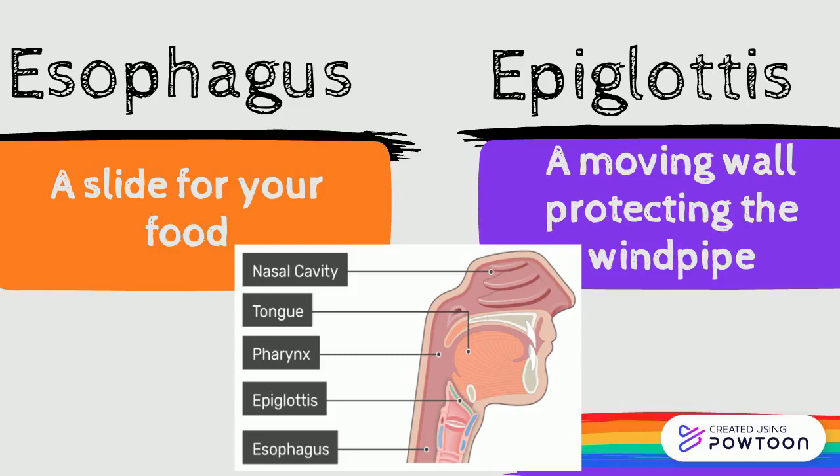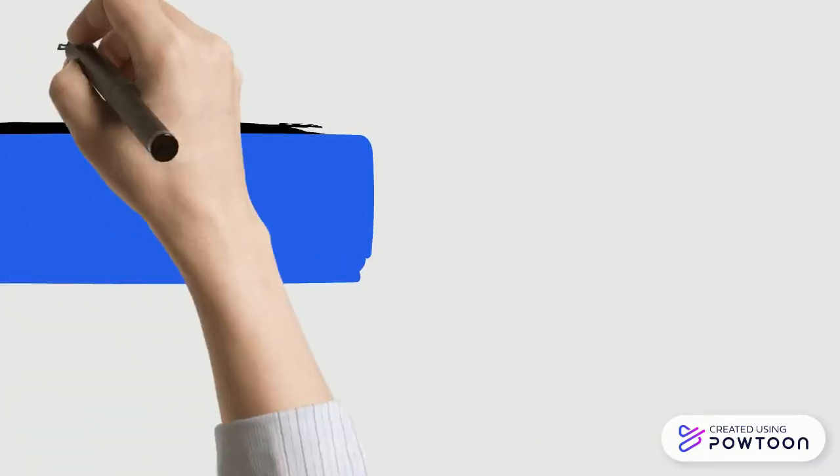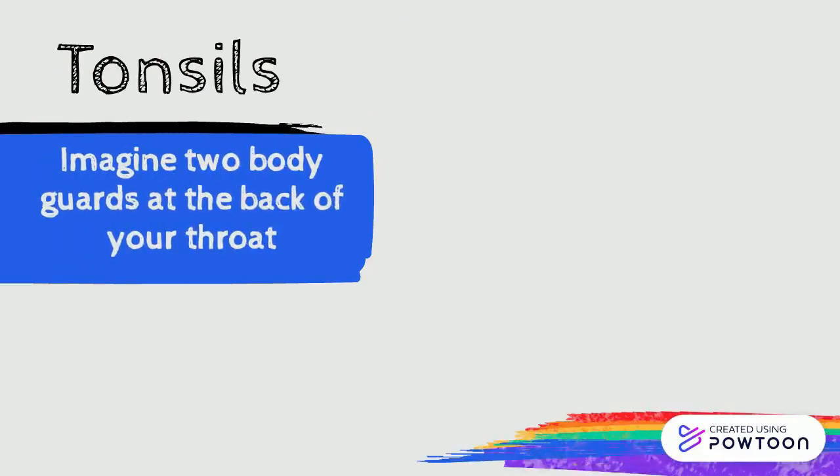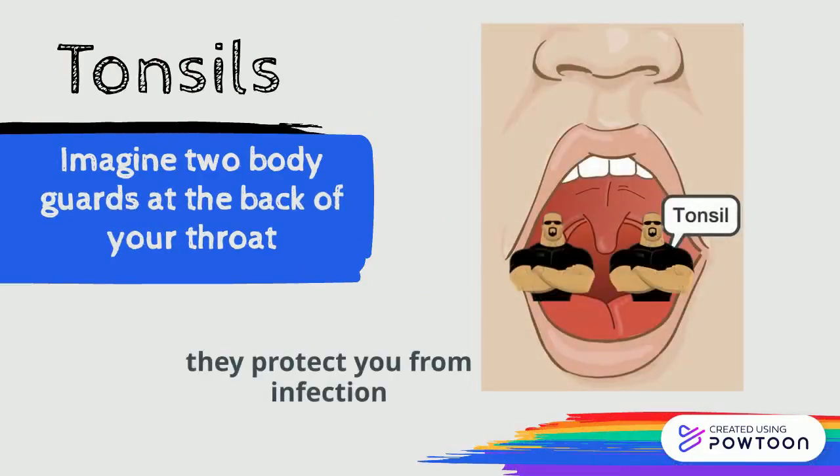From the epiglottis, we get the palatine tonsils, which are a pair of tissue masses at the back of your throat. They are like guards who prevent infections from spreading to your neck. When your tonsils are infected, they get bigger. This affects the tone of your voice.